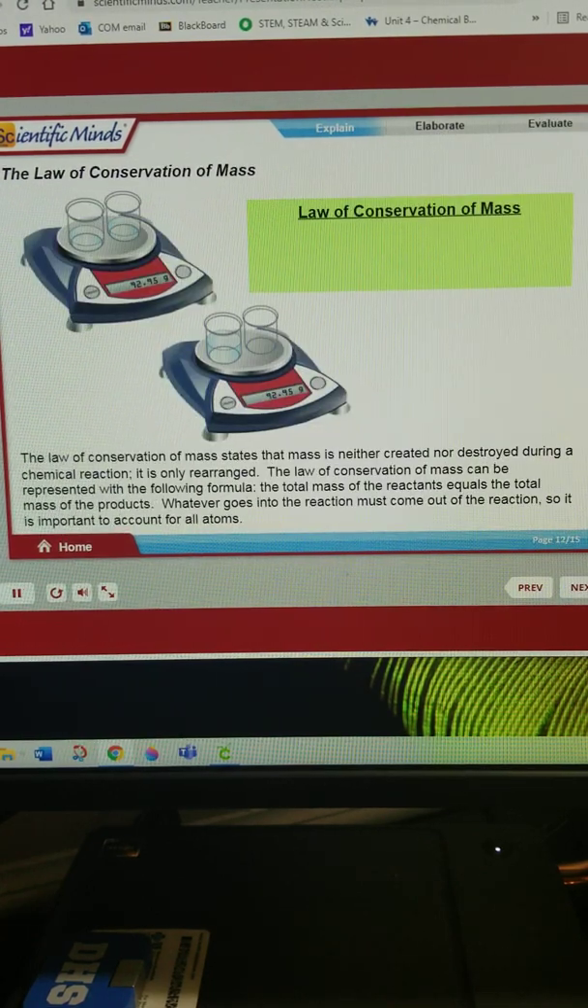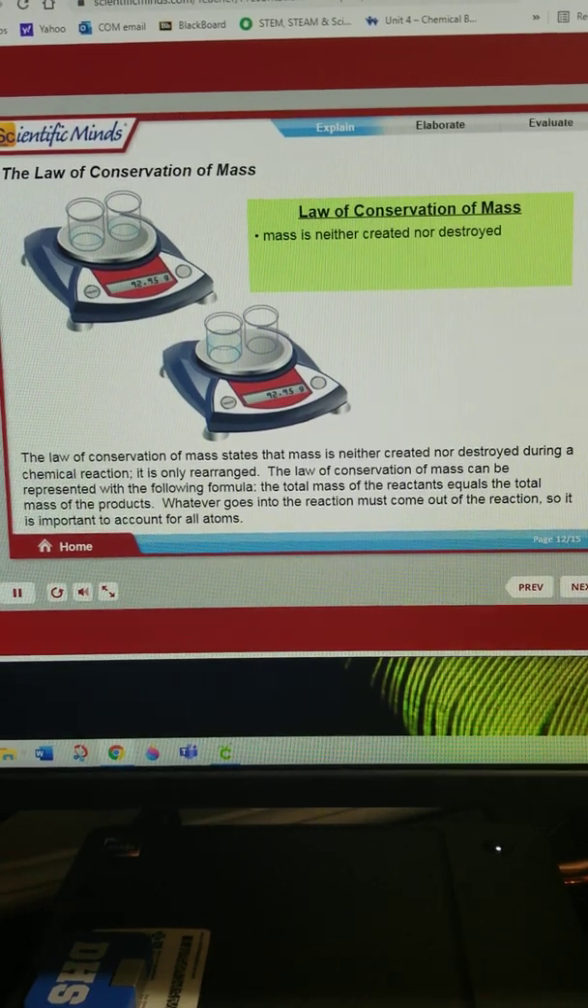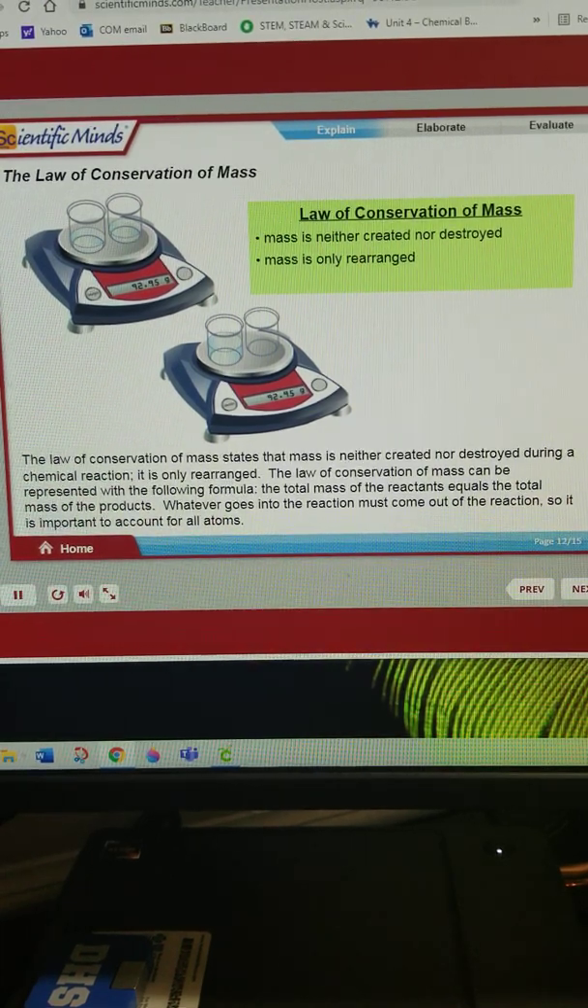The law of conservation of mass states that mass is neither created nor destroyed during a chemical reaction. It is only rearranged. The law of conservation of mass can be represented with the following formula. The total mass of the reactants equals the total mass of the products. Whatever goes into the reaction must come out of the reaction, so it is important to account for all atoms.